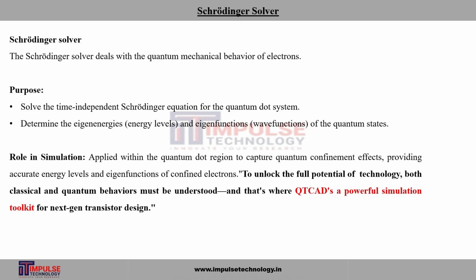The solver being used in this simulation is the Schrödinger solver. The Schrödinger solver deals with the quantum mechanical behavior of electrons. Its purpose is to solve the time-dependent Schrödinger equation for the quantum dot system and determine the eigenenergies and eigenfunctions of the quantum states. Its role in this simulation is to help us understand their behavior in the quantum dot region, capturing quantum confinement effects and providing accurate energy levels and eigenfunctions of confined electrons.